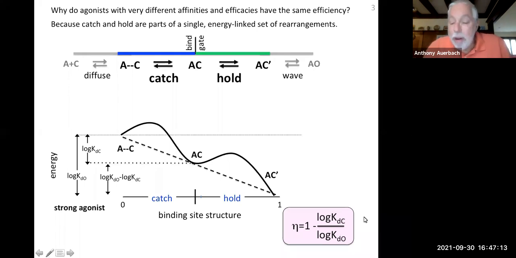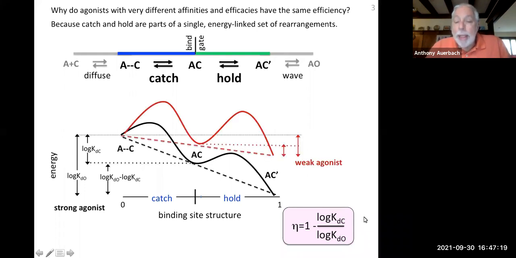This is the alternative derivation of efficiency. And the key is that they're always tethered together. So if you have an agonist that is weak, that has less total energy, KDO is smaller, you're going to still tilt them. They're still going to be tethered together. So the ratio of the hold energy relative to the total energy is going to be the same. So you're going to get the same efficiency because the ratio of the energies stays the same for weak and strong agonists.